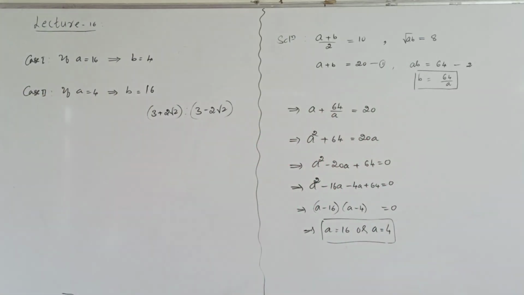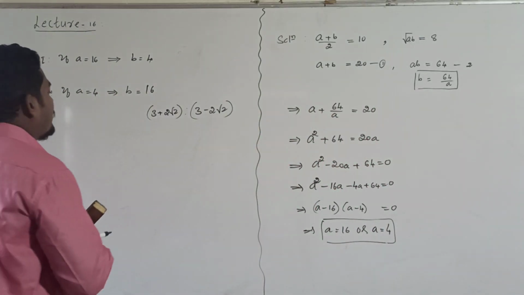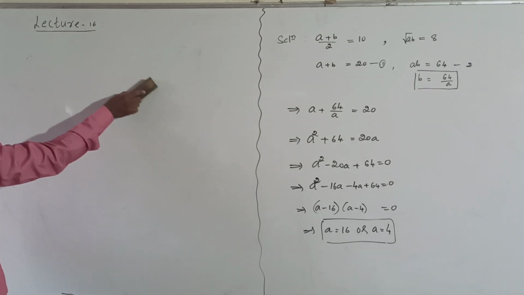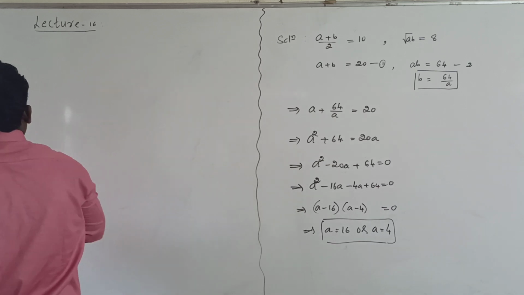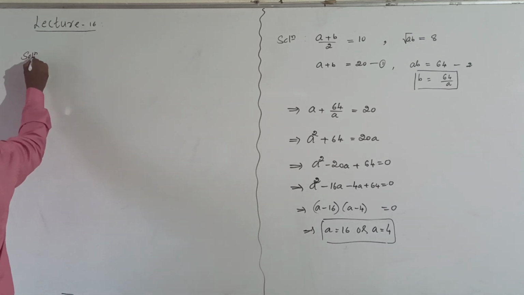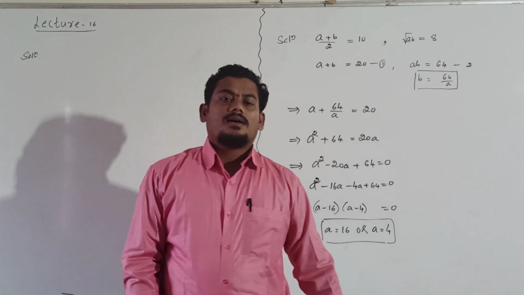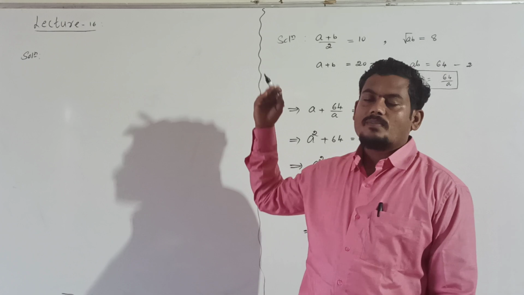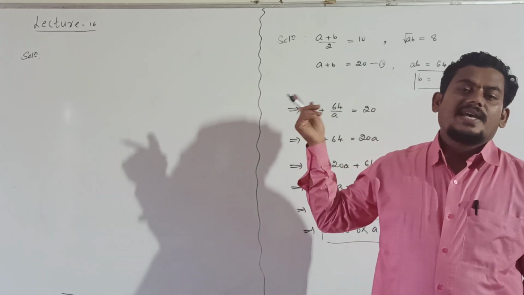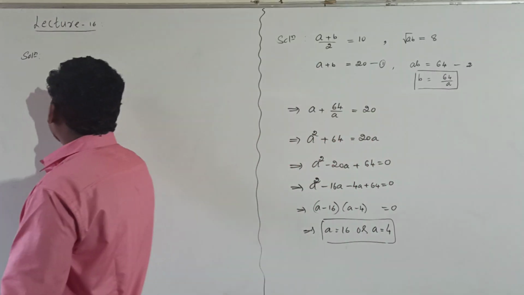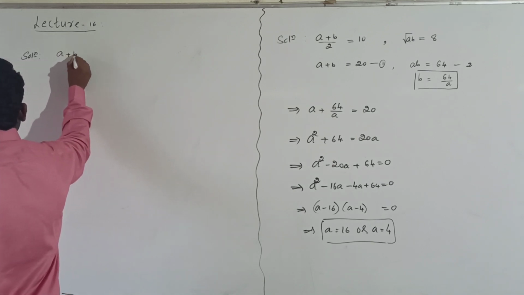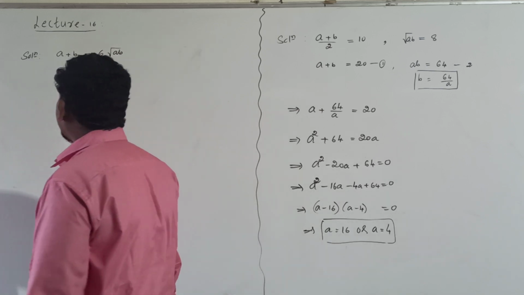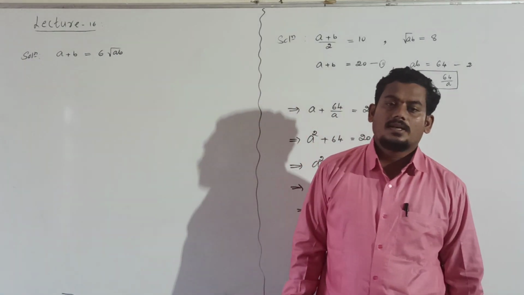What have they given? The sum of two positive numbers, or simply the sum of two numbers, is 6 times their geometric mean. That means a plus b is equal to 6 times the geometric mean between two positive numbers a and b, that is square root of ab.